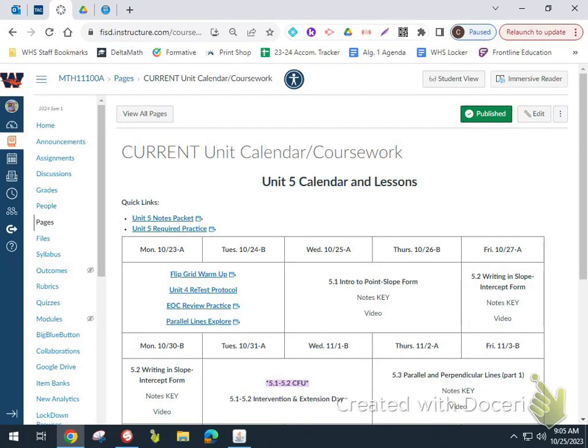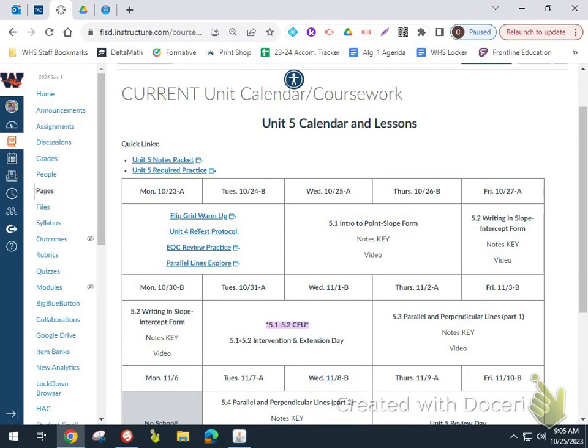New day. Okay. So we are starting our unit 5, which is about writing equations of lines. And then we're also going to get into parallel and perpendicular towards the end of the unit. So we're kind of going to take this in 2 steps, these first 2 lessons, little baby steps.